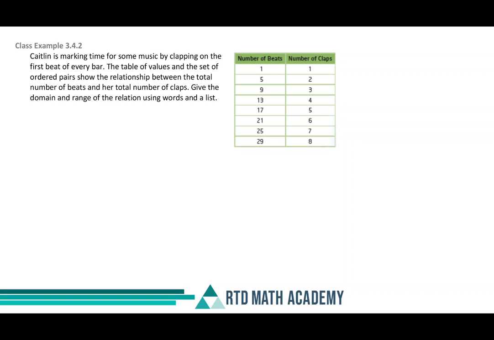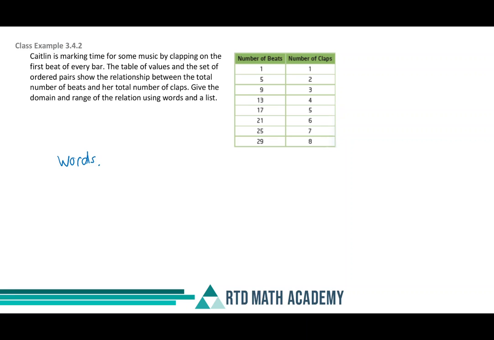Class example 3.4.2. Caitlin is marking time for some music by clapping on the first beat of every bar. The table of values and the set of ordered pairs show the relationship between the total number of beats and her total number of claps. Give the domain and range of this relation using words and a list. So let's start with the words part.